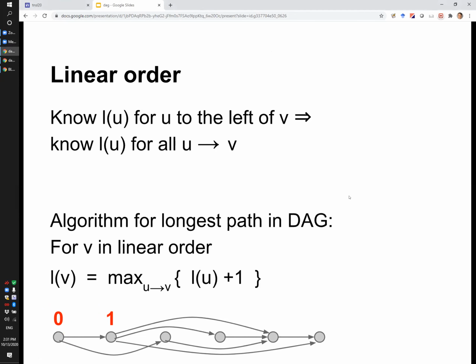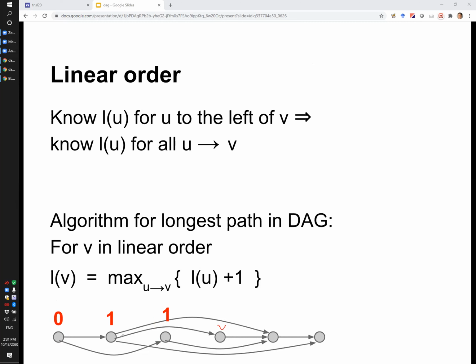Let's continue. The next vertex, this guy, again, same thing. It has only this vertex as the predecessor. This label is 0. We add 1 to it, so the label of this vertex is 1. So far, so good.